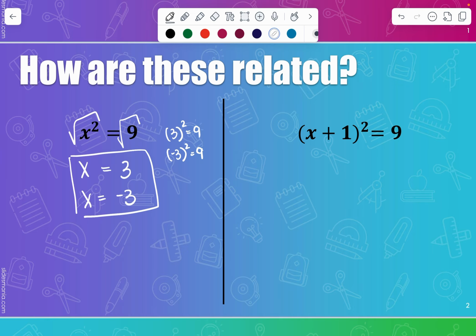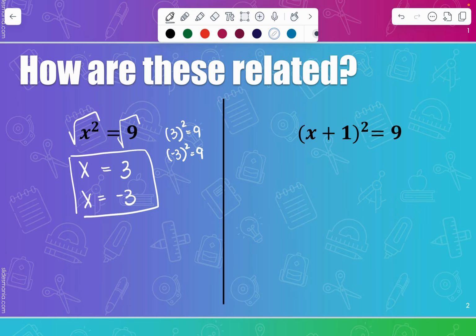What we're doing today is extremely similar. It's just you'll notice we have parentheses in this problem, and we have x plus 1 inside the parentheses. The idea is still the same. We're trying to figure out what value of x we can put here that would make the whole equation equal to 9. We're still going to get two solutions because when I square something, I always get a positive answer.